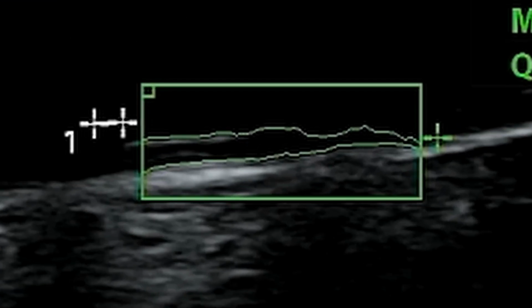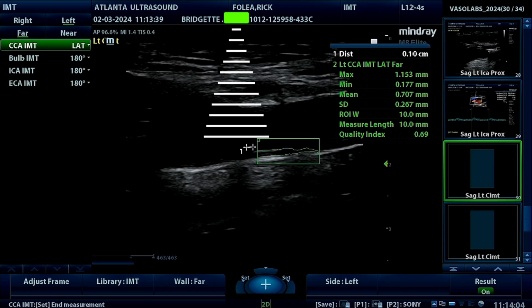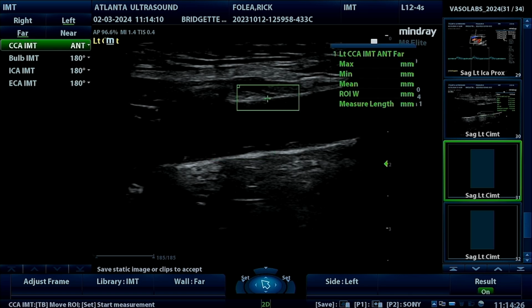And it looks like the machine did a good job of identifying the layers of the artery walls. Now remember, the sensor is up here, and we're looking through the artery at the far wall. Could we do this on the near wall of the artery? Sure, but it turns out the far wall gives us much more reliable and accurate readings. So when comparing CIMTs, make sure they're both looking at the same wall.